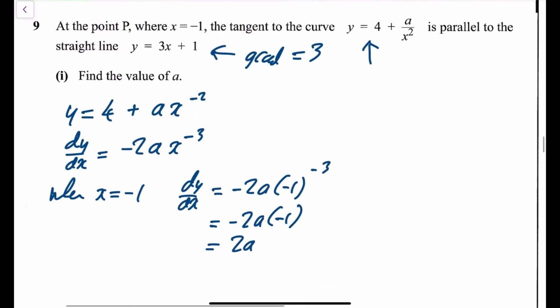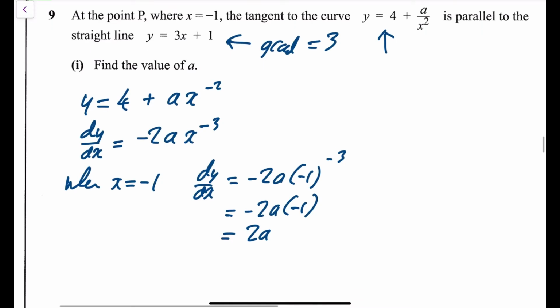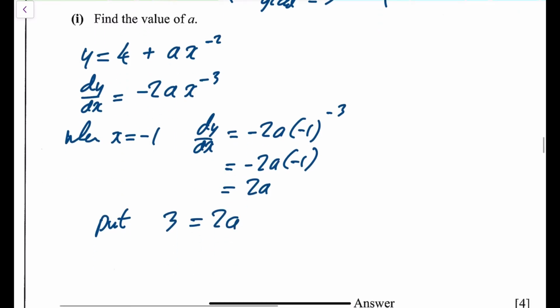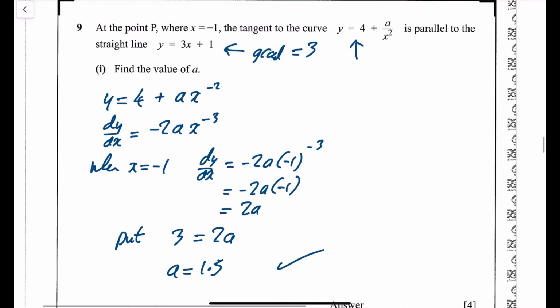So the gradient at minus 1, the gradient of the tangent, is 2a, but we also know the gradient of the tangent is equal to 3. So we're just going to put 3 equal to 2a, which means a is equal to 1.5. Lovely. Find the value of a, and we've done it. It says, find the equation of the tangent to the curve at the point P.